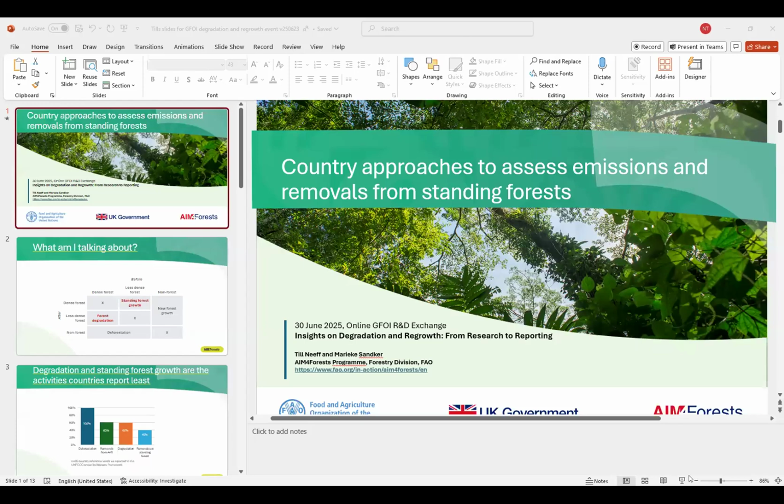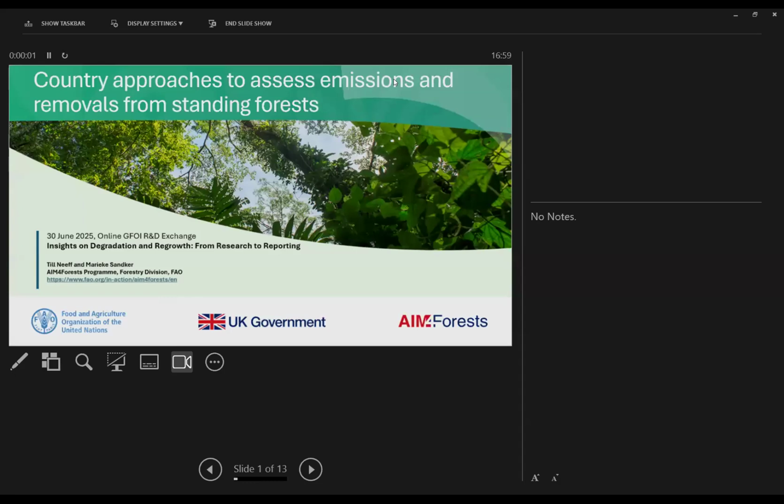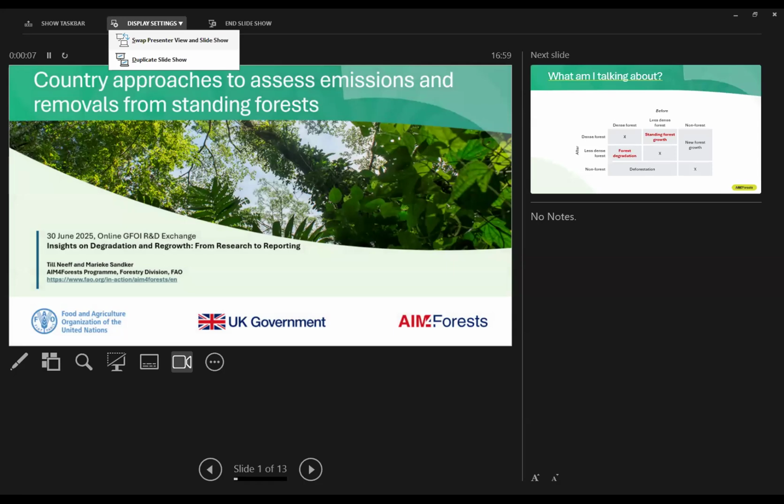So the next speaker is my colleague, Till Neeff. Till is an FAO forestry officer, and he is also chief technical advisor of the UK-funded program Accelerating Innovative Monitoring for Forest, or shortly AIM for Forest. Till is a climate, finance and forest expert, forest policy expert, and he has recently published a paper on country assessments of degradation. So Till, over to you.